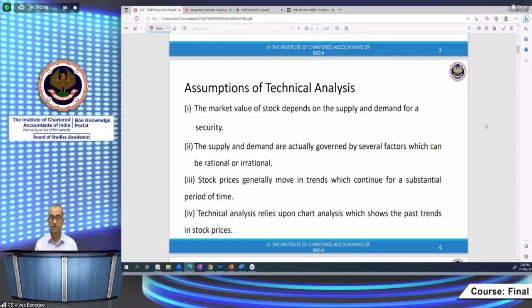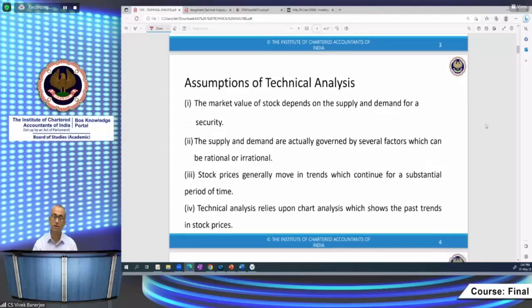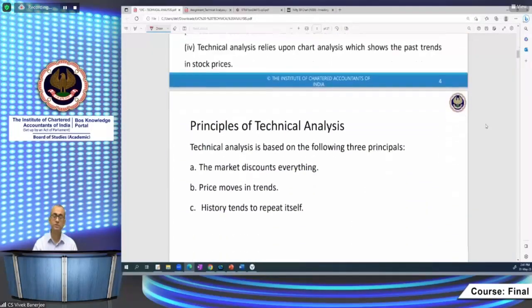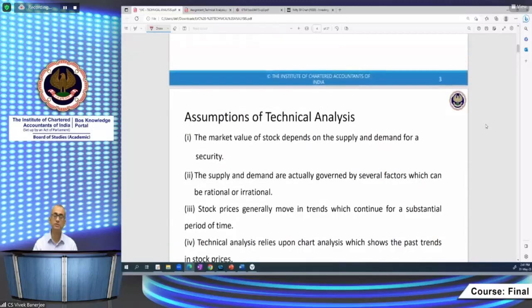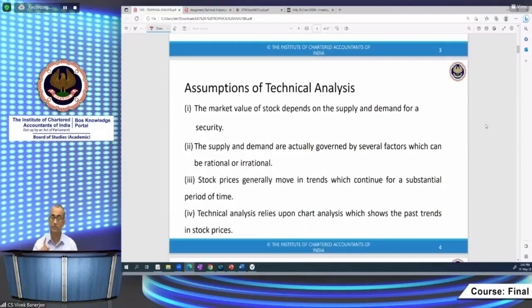Third point is that stock prices generally move in trends which continue for a substantial period of time. This is a very important assumption, that is, stock prices move in trends. In our principles, it has also been explained, so I will explain this with the help of an example in my subsequent slide. Okay. And now to the fourth point.